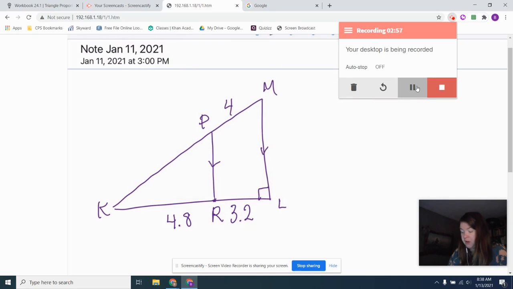So notice I want to find this part right here. Let me pause and make sure. Yep, that's what we want to find.